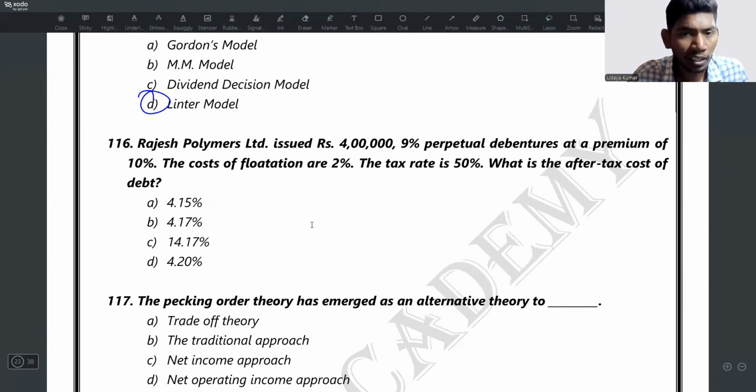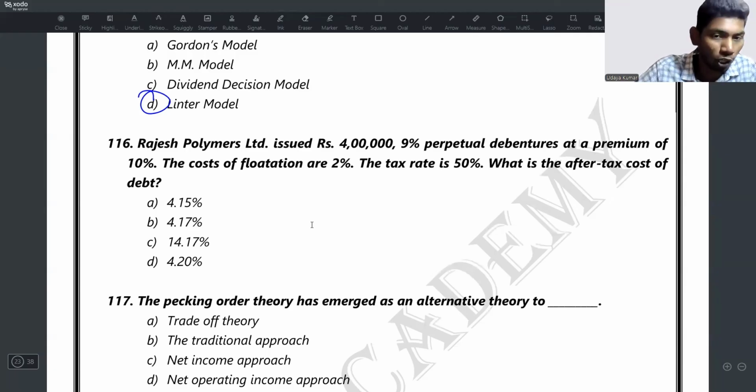Okay. So what is it asking us? Calculate the after tax cost of debt, right? If you use the formula, you will be able to find the answer. First, you need to calculate the issue price of the debenture. What is the issue price? Face value plus premium. Here the face value is 4 lakh and the premium, which is 10% of 4 lakh, is 40,000. Then the issue price is 4 lakh 40,000.